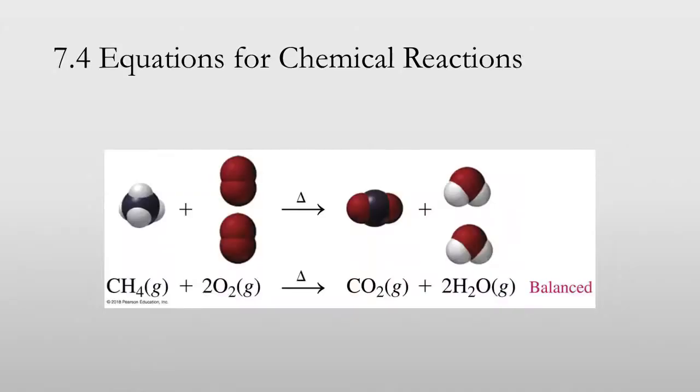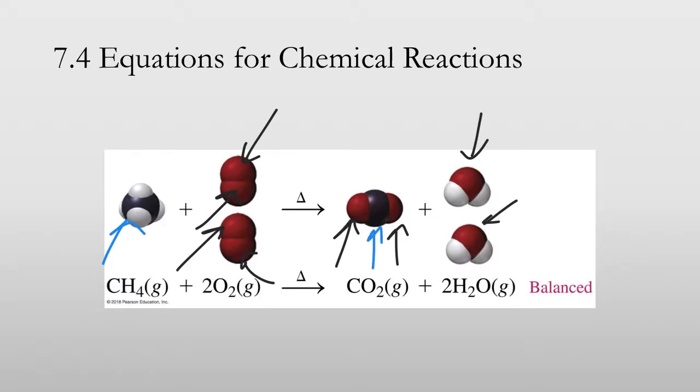And this picture here shows you, if you take the molecules and have them out there, you can see where they are. You've got 1, 2, 3, 4 oxygens. You've got 1, 2, 3, 4 oxygens. You've got 1 carbon, 1 carbon, 1, 2, 3, 4 hydrogens, and 1, 2, 3, 4 hydrogens. Balanced equation. These atoms have to still exist before and after.